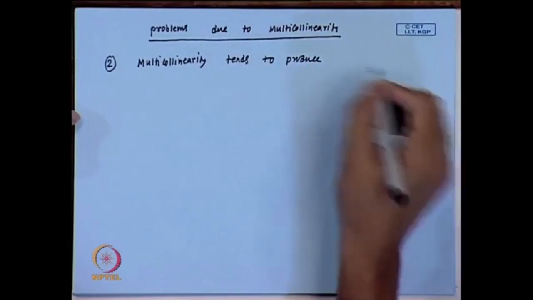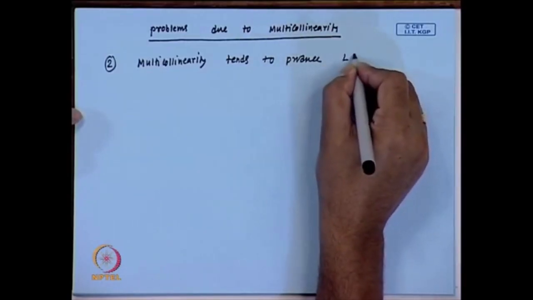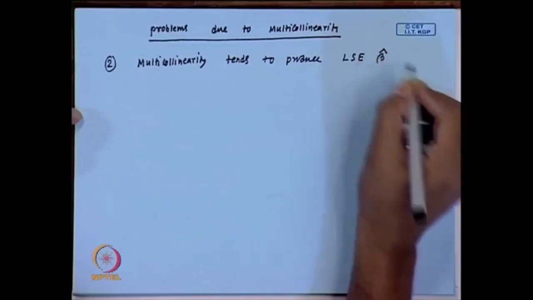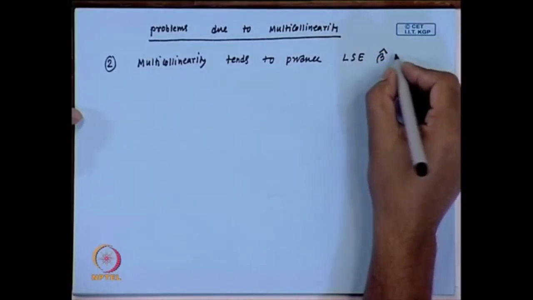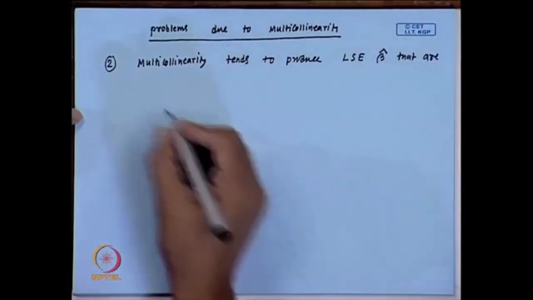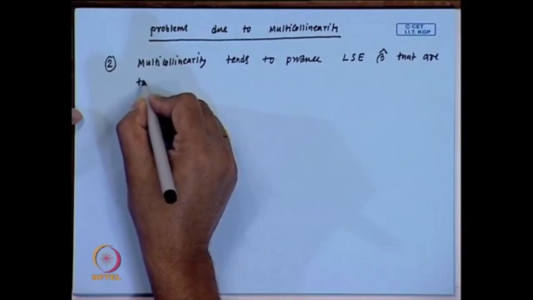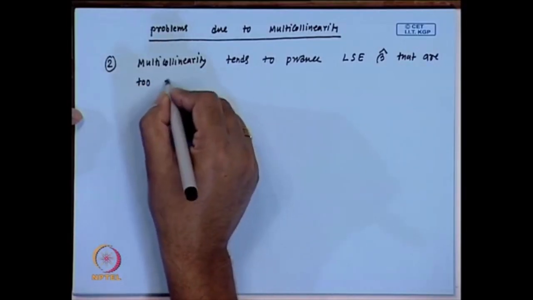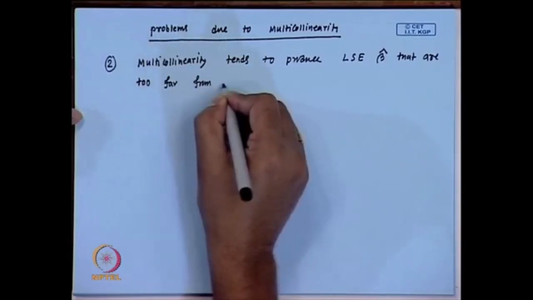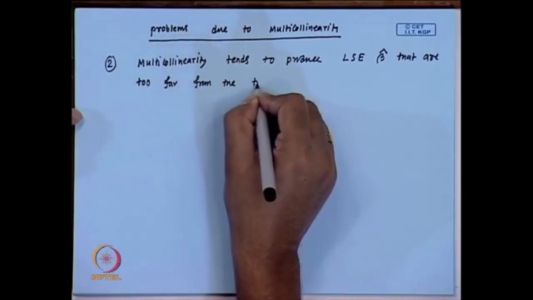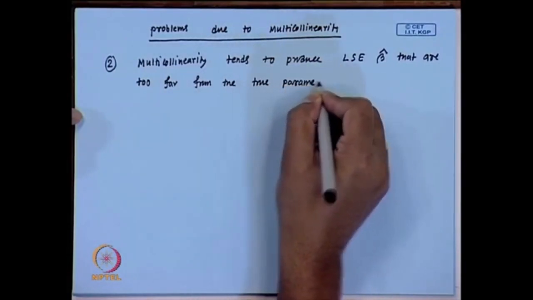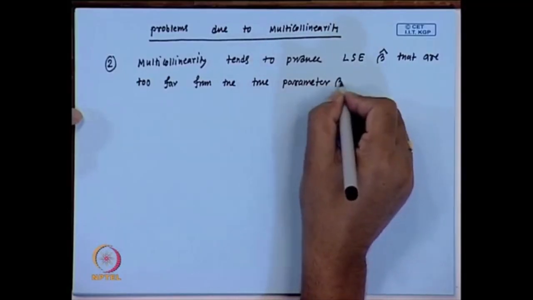Multicollinearity tends to produce least square estimates beta hat that are too far from the true parameter beta.